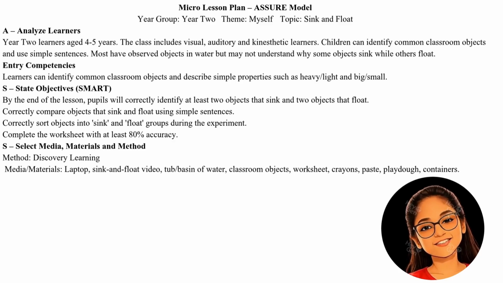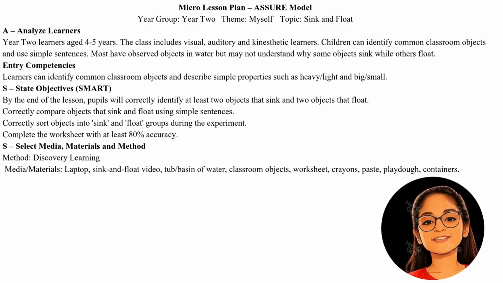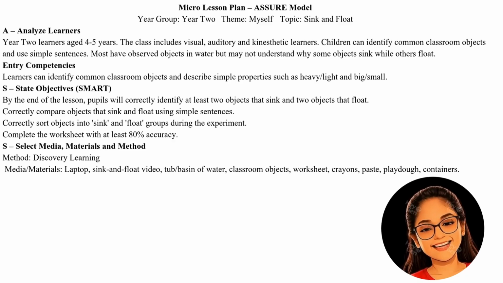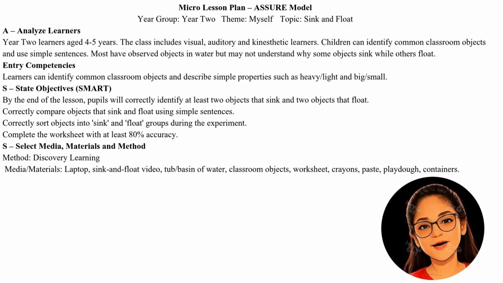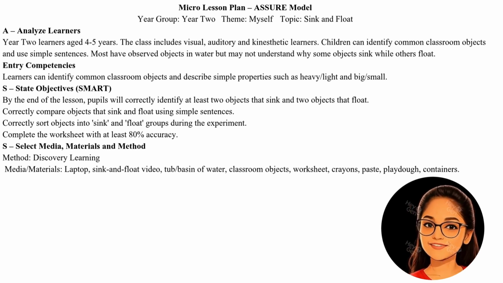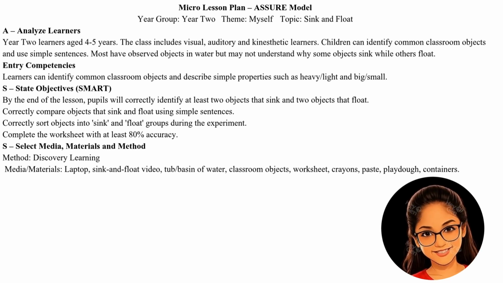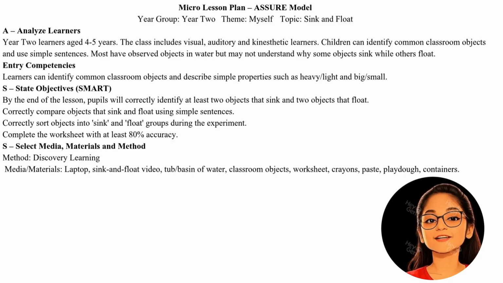The learners are Year 2 children aged 4 to 5 years with different learning styles, including visual, auditory, and kinesthetic learners. Most are familiar with common classroom objects, but may not understand why objects sink or float. The lesson objectives require learners to identify objects that sink and float, compare them using simple language, sort them correctly during an experiment, and successfully complete a worksheet.